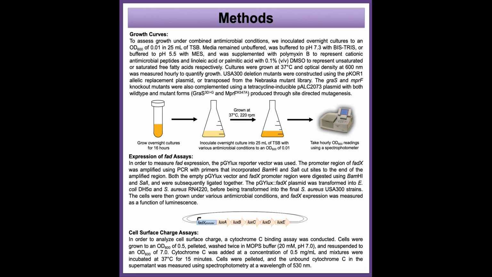There are a variety of different methods we used in this project. The first being a growth curve, and this allows us to assess the growth of different strains of bacteria when confronting these innate immune conditions. As such, we created a variety of different knockout mutants, as well as mutants that had undergone site-directed mutagenesis to better understand the specific function of certain genes. Additionally, we used a luciferase assay to assess the expression of certain genes, and this is very effective as we can measure expression over the course of a growth curve.